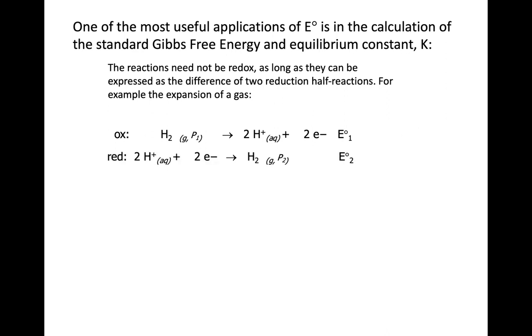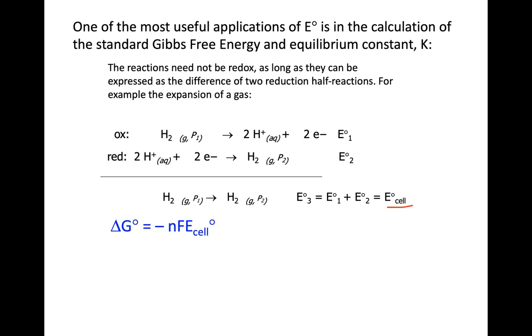And then we have the reduction of hydrogen ions to hydrogen gas at two different pressures, right? P1 and P2. If we add these together, we get simply the pressure change of hydrogen, just the expansion of a gas from P1 to P2. But that process can be related by just adding up the potentials of the half reactions to get the overall cell potential. And here's how we can connect that to free energy.